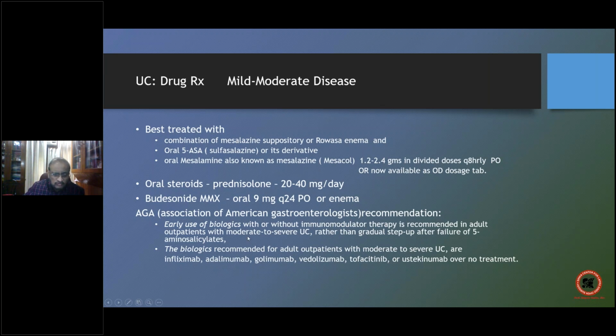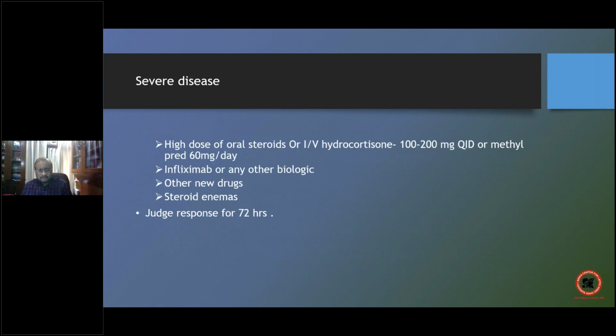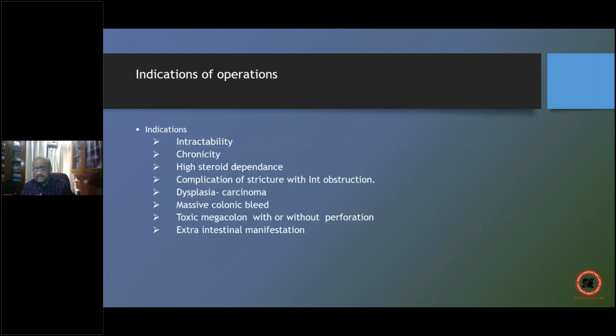Why? You want to go in for an early induction of remission in these patients. If you have severe disease, then straight away start with a high dose of oral steroid, IV hydrocortisone, so intravenous, or methylprednisolone, infliximab, or any other biologic, or you can use steroid enemas. And how do you judge the response? By 72 hours the patient should be responding.